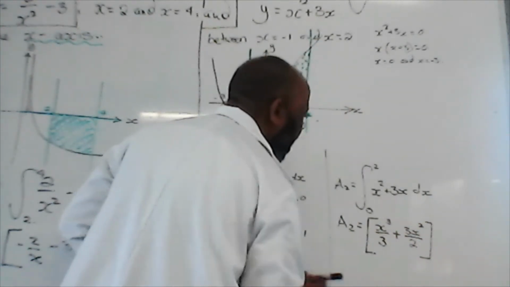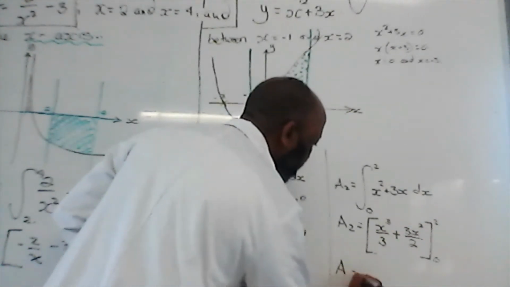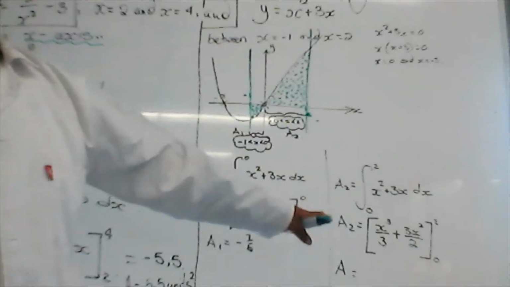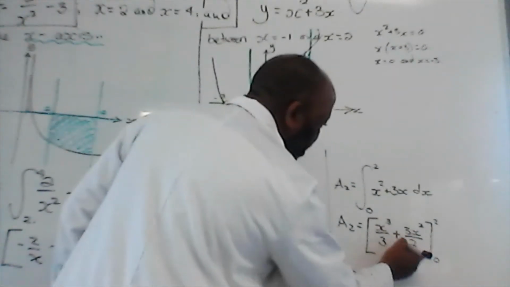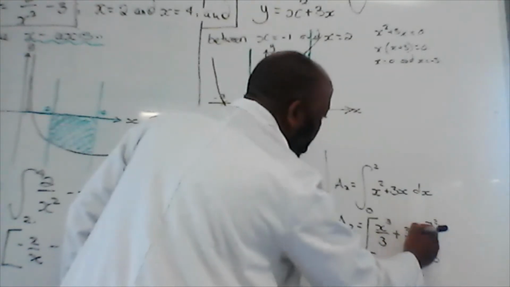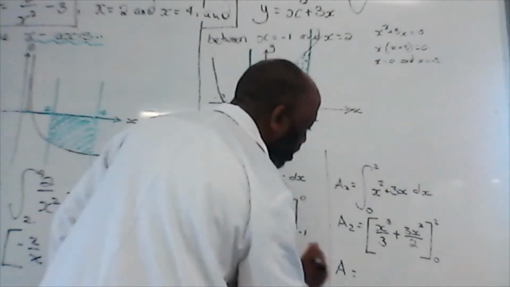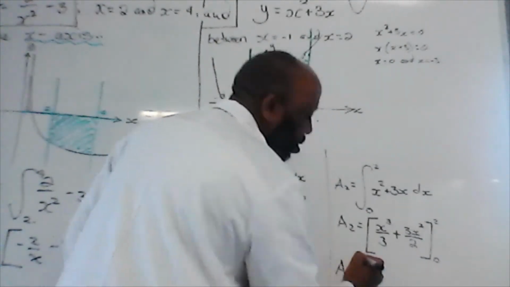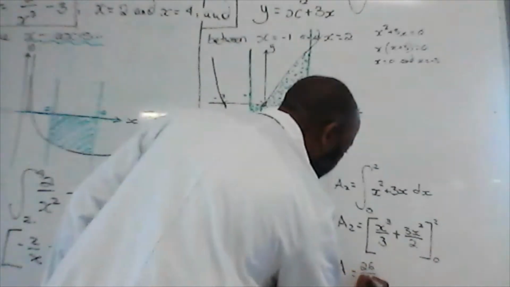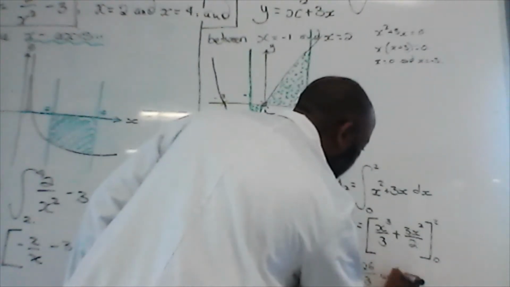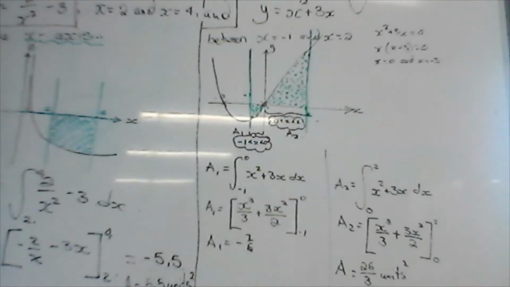Close your square bracket, put your limit, and then substitute in your limit into your equation, and you will find that your answer, if you substitute 2 into the equation minus 0 substituted into the equation, is going to be 26 divided by 3 units squared, or squared units.